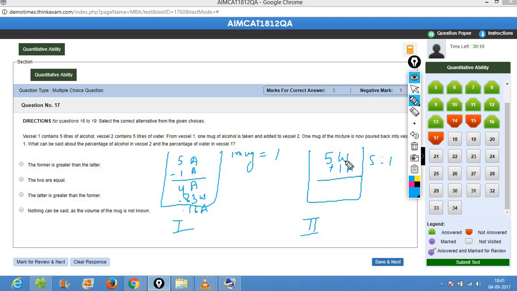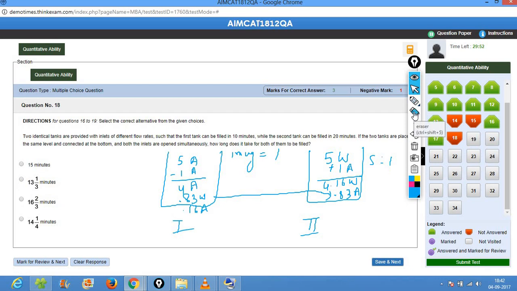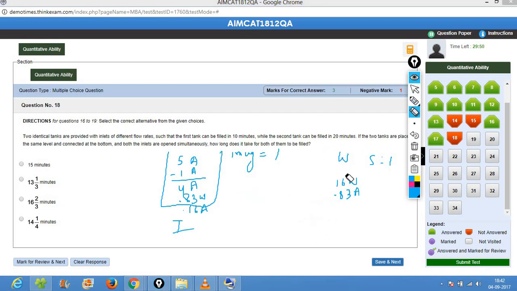Right. Now what about this one? 0.83 alcohol, and 4.16 water. What can be said about the percentage of alcohol in vessel 2? It is 0.83, and the percentage of water is the same. It's the same.